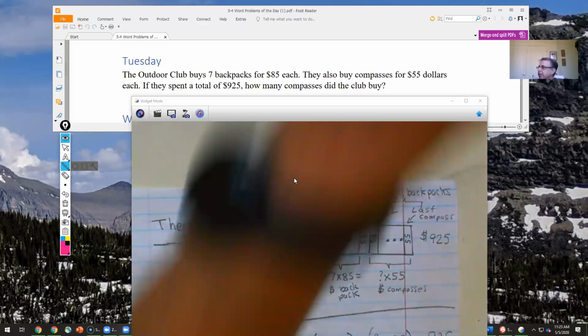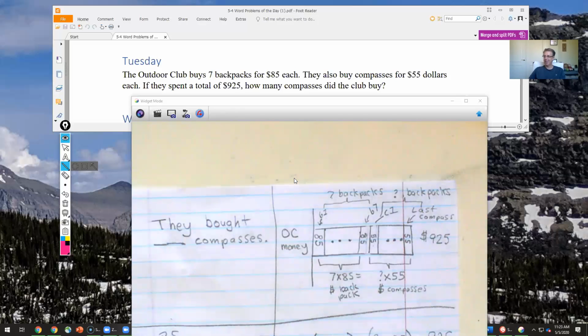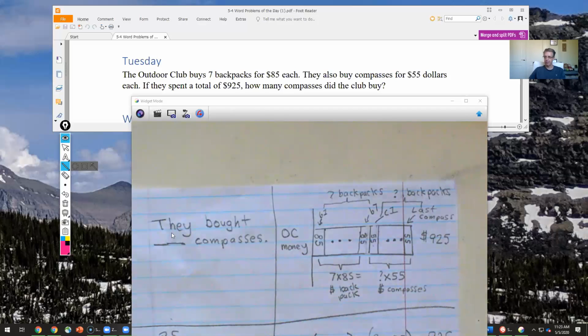So what I'm going to do is turn this a little bit so I can see, and then let's go ahead and look at the word problem answer sentence. Our answer sentence is right here. They bought blank compasses. Really need to make sure you have the word compasses in your answer sentence, boys and girls. Your model should be a unit bar. Your model should also have a label like OC, Money for Outdoor Club, and labeled money.